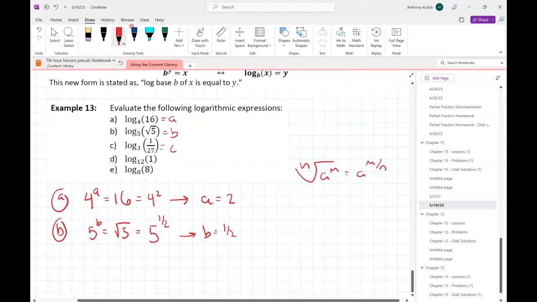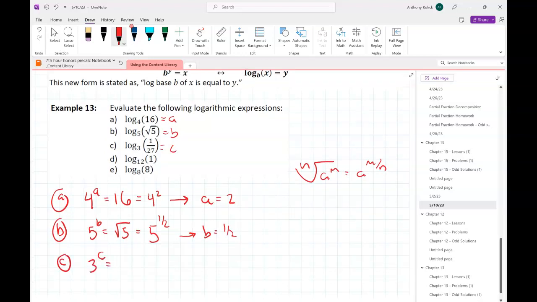So this next one we'll call c. This one's a little bit tougher. What do we have? We have 3 to the c equals 1 over 27. So writing 1 over 27 as a base 3 number is kind of tough to do in one shot. What I would do first is recognize that a negative 1 exponent just makes a reciprocal. So 1 over 27 is just 27 to the negative 1. And then I go, hey, 27, that I recognize as 3 cubed.